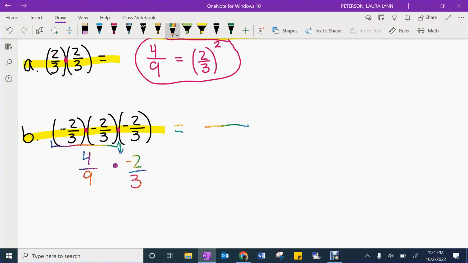From here, it's still normal multiplication of tops and bottoms. 4 times 2 is 8. 9 times 3 is 27. How many negatives do I have now? Only 1. And if I have 1 negative in my problem, my answer stays negative. If you could simplify 8/27, you would, but you can't. So we leave it right there.